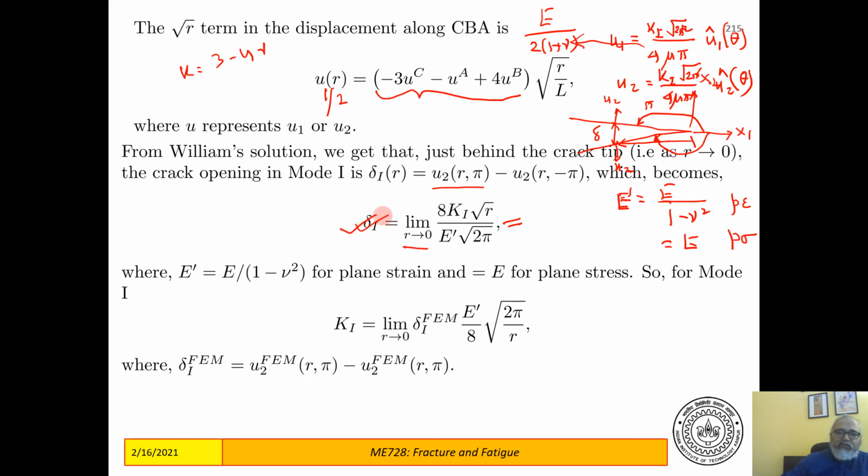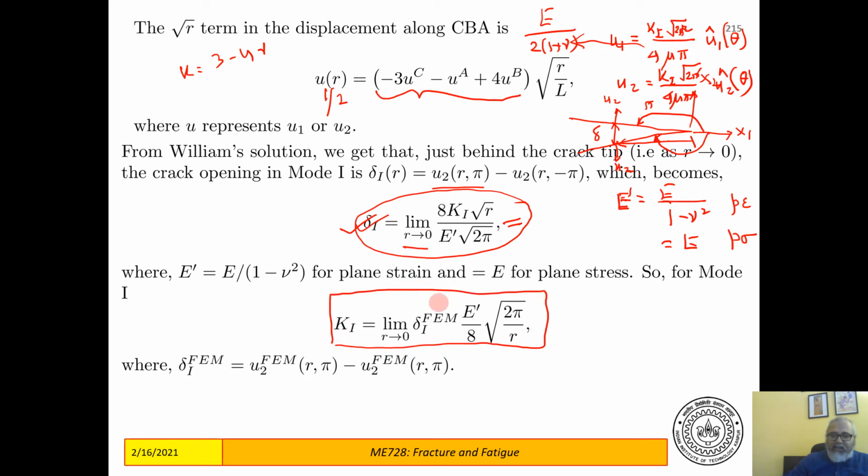There was a problem in the first quiz where you had to show this as well. So this is the expression that we now use to find K1. Take K1 to the other side. If you want to find K1, you would take this limit. And in this limit, delta 1 FEM is the delta 1 that you find from your FEM solution. This is for mode 1. So if you want to do pure mode 1, you would find this delta 1 FEM from the solution.